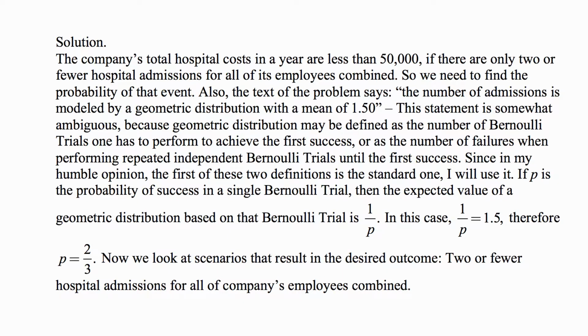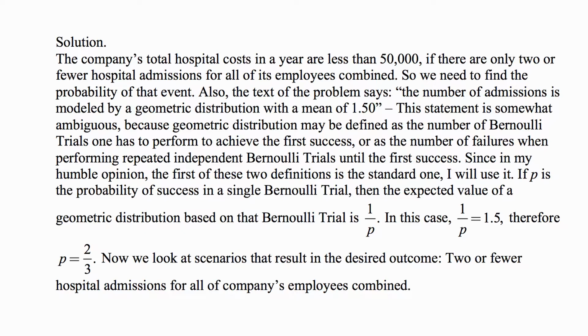And here's the solution. The company's total hospital costs in a year are less than $50,000 if there are only 2 or fewer hospital admissions for all of its employees combined, because every admission costs $20,000. So we need to find the probability of that event: 2 or fewer hospital admissions for all of the employees of this company.